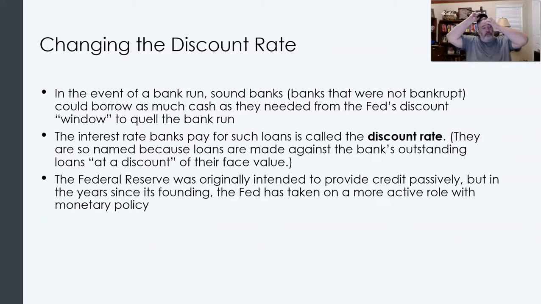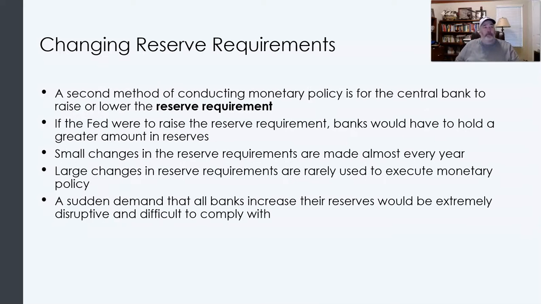All right, so changing the discount rate. The Fed has a discount window, right? Not the real window, but banks could go borrow money from them to help avoid a bank run or collapse or insolvency from a bank run, if they need it. And they pay a rate of interest on the loans from the Fed called a discount rate. All right. The Fed could raise or lower the reserve requirement.